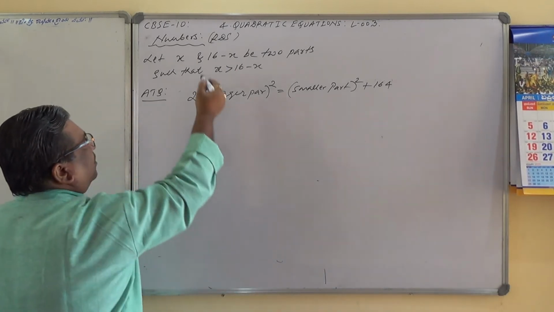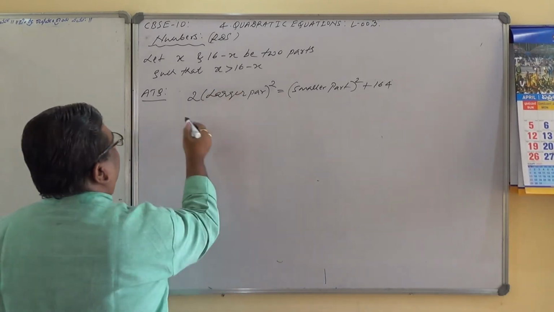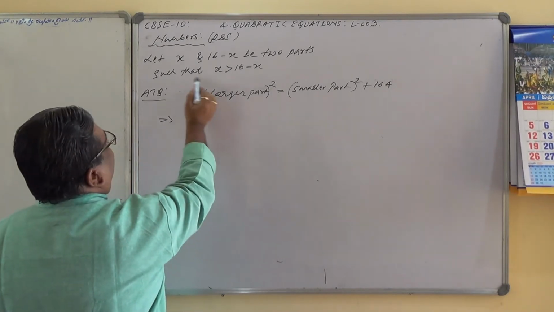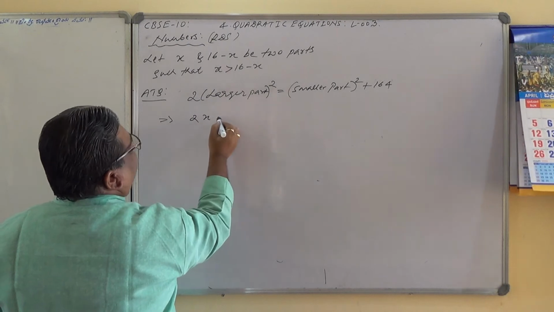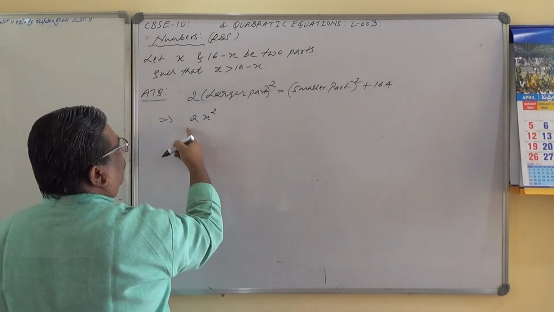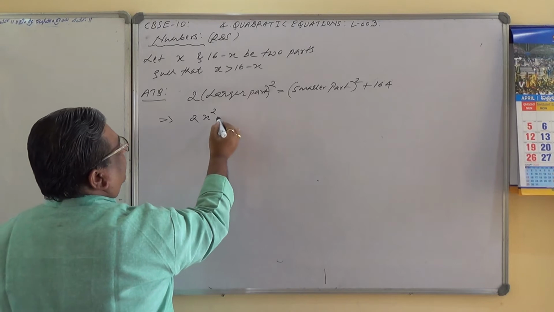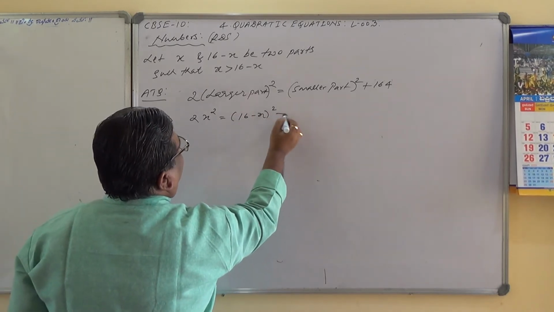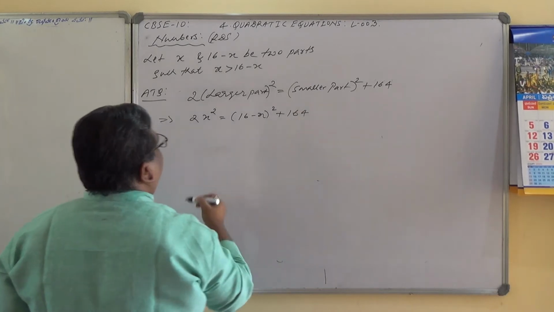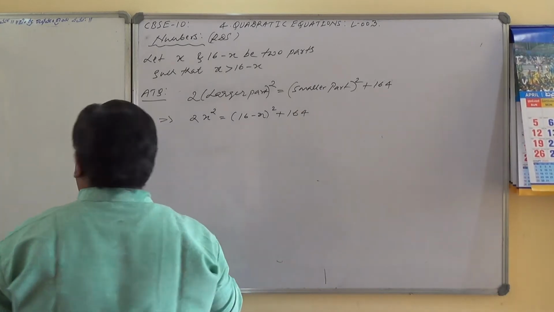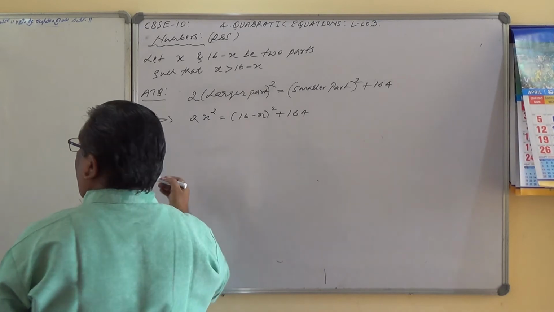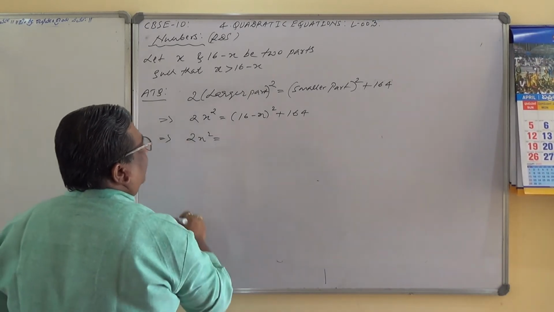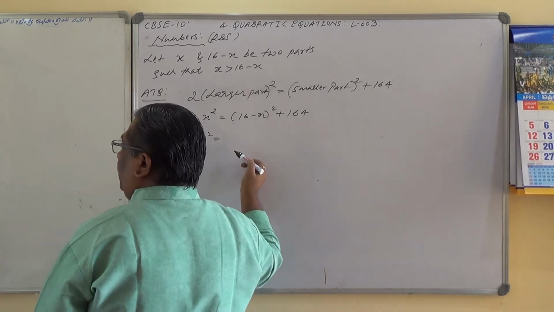You substitute the values of the larger and the smaller part here. Implies 2 times, what is the larger part over here? x is larger. 2x square, 2 times the square of the larger part, equals the smaller part, 16 minus x square, plus 164. This should be your equation, isn't it? Now solve this one.